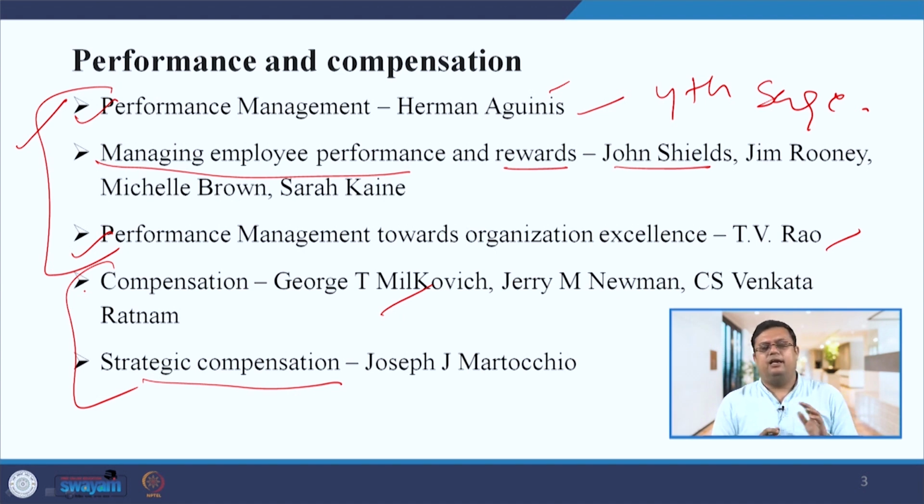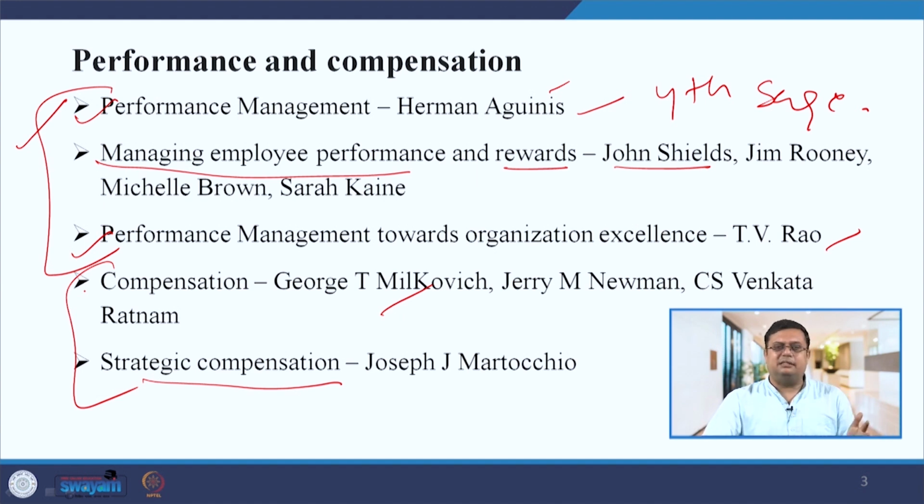Until and unless you have an in-depth understanding of these functions, you will not be able to develop the right matrix. That is one thing. Second, you will not be able to decode the matrix, right. What is the purpose of these matrix? Somebody may be using the matrix, but you will not be able to decode it because you do not have an in-depth understanding of these functions.